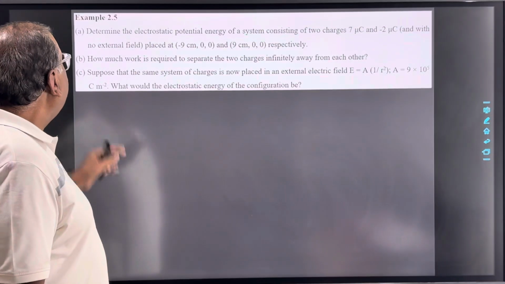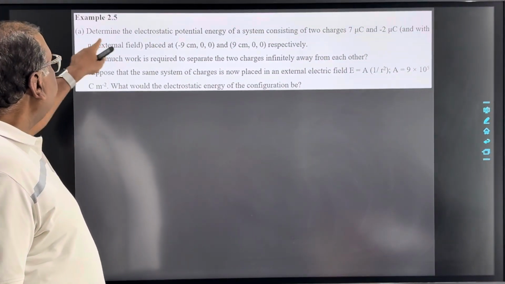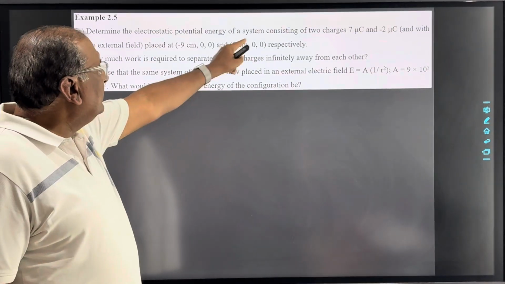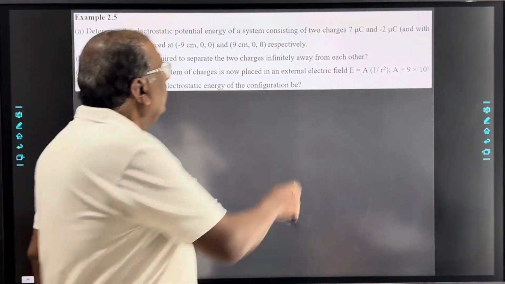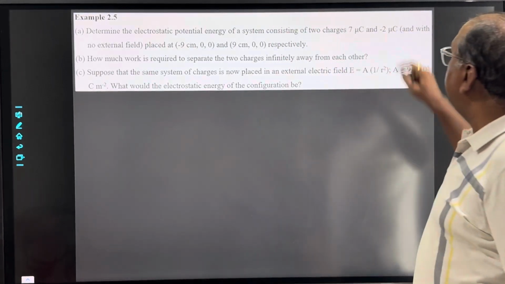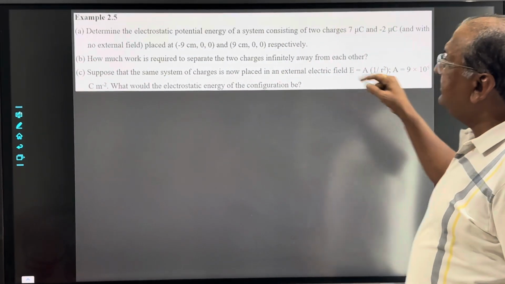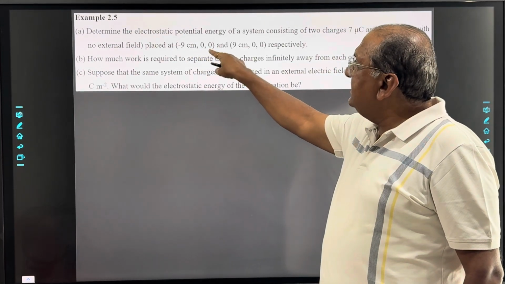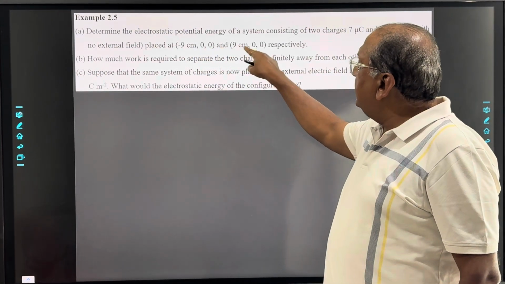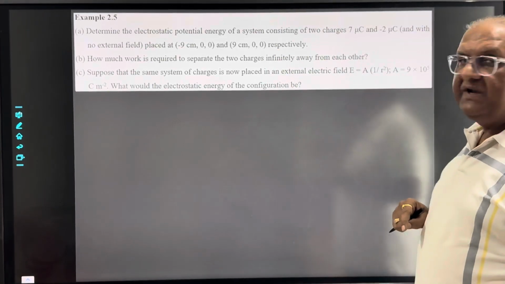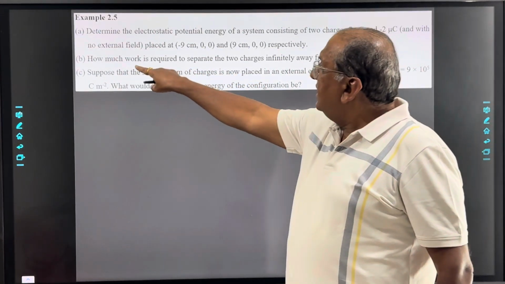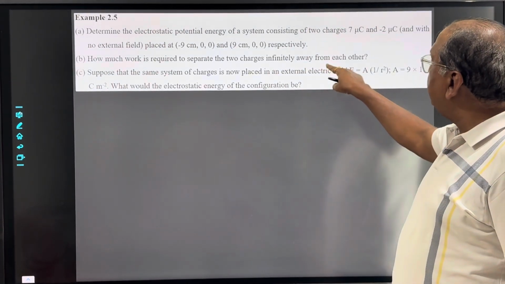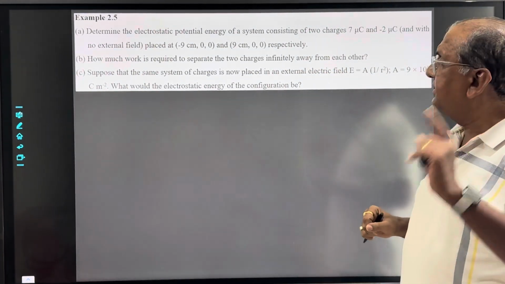Now, example 2.5. A. Determine the electrostatic potential energy of a system consisting of two charges 7 microcoulomb and minus 2 microcoulomb, with no external field, placed at minus 9 centimeter, 0 and 9 centimeter, 0 respectively. B. How much work is required to separate the two charges infinitely away from each other?